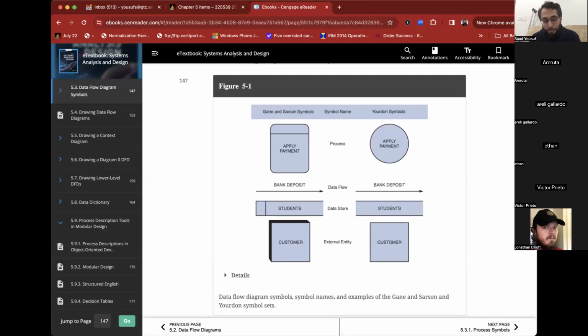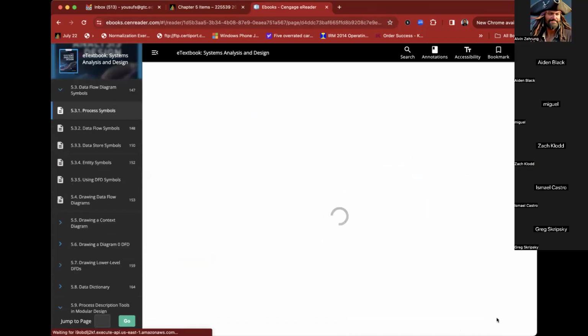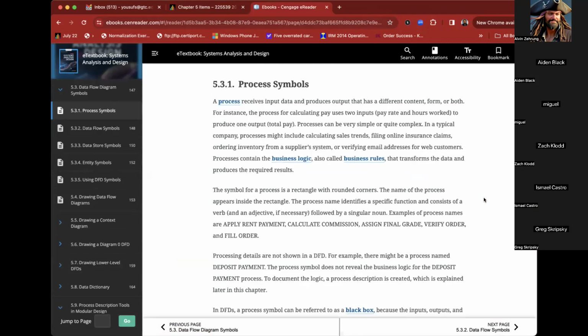Now let's come back to the chapter itself. Process symbol. What is the purpose of the process symbol? It is to receive an input and produce output. For instance, the process for calculating pay uses two inputs, which is pay rate and hours worked. But again, when you are doing this kind of stuff, you do not need to worry about the variables. It is only for the sake of your understanding that the author is bringing in these extra words in parentheses. So when it says two inputs to produce one output, that's what he meant.